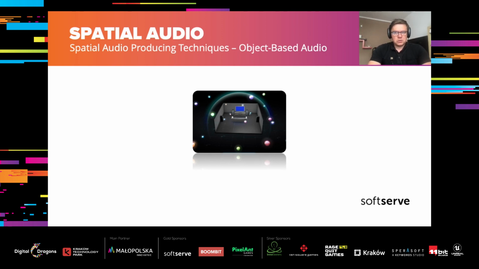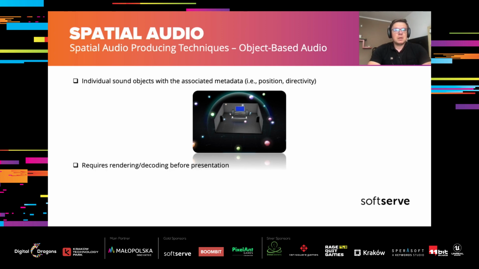Another well-known method of producing spatial audio is object-based audio. In this approach, the audio is represented as a set of sound objects with some associated metadata, such as position of the sound object, directivity pattern, trajectory movement, and other properties of the sound object. This kind of technique already requires the so-called rendering or decoding before it is presented to the user.